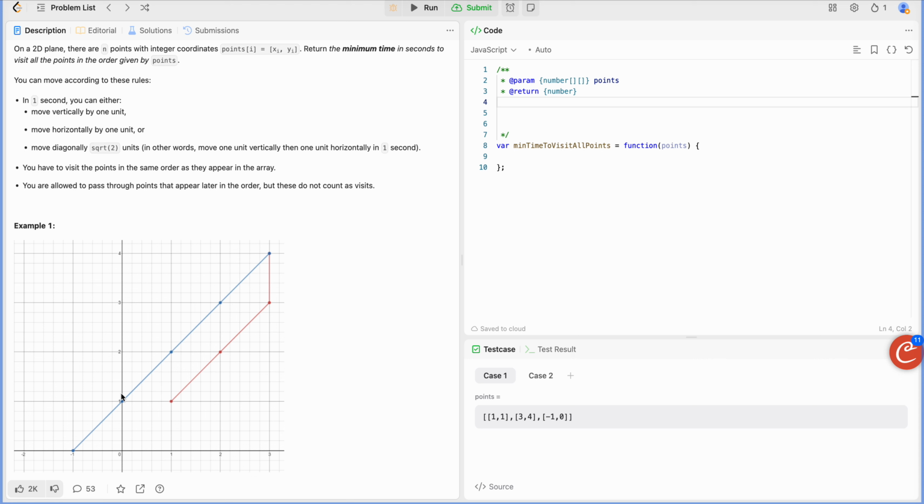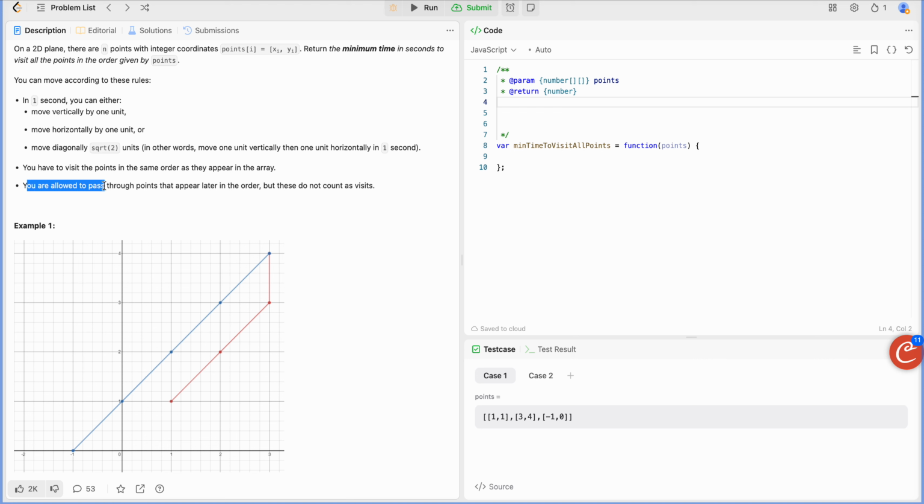Okay, in 1 second you can either move vertically by 1 unit, so from 0 to 1 I can move in 1 second, or move diagonally. So I can move from here to here in 1 second. In other words, move 1 unit vertically, then 1 unit horizontally. And you have to visit the points in the same order as they appear in the array. Yes, so this is what in order means. I need to visit in the same order, and that makes the question easier.